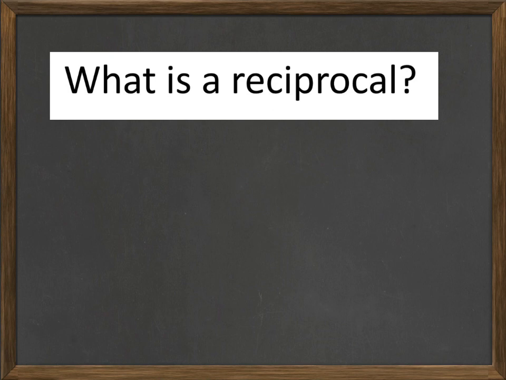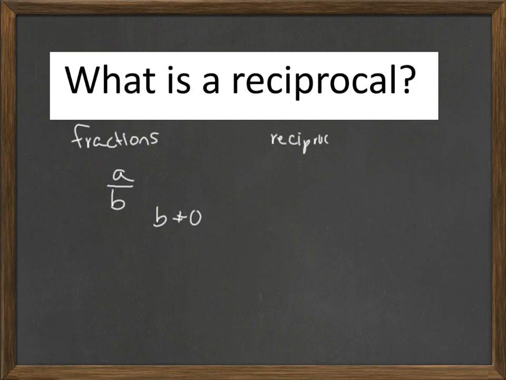So reciprocal is specifically going to refer to fractions. If I have a fraction, let's say it's a over b, where of course b can't be equal to 0 because we're not allowed to divide by 0, then by definition its reciprocal is b over a. Let's see if we can apply this definition in a few examples.